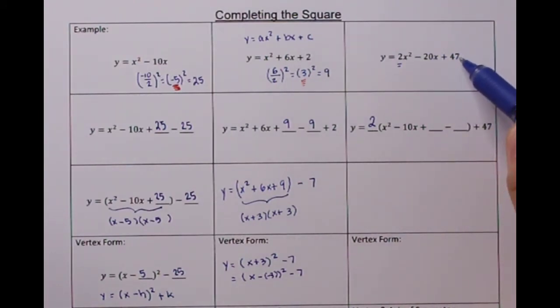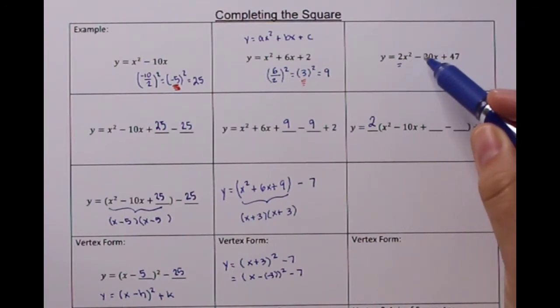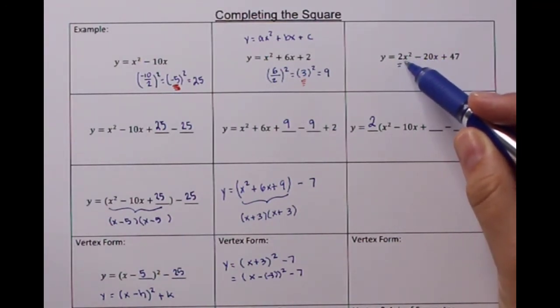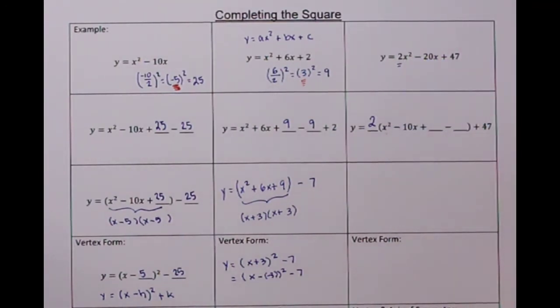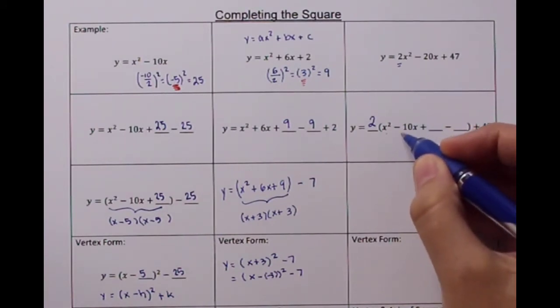Well, actually, the 47 we're just going to bring to the back. So I'll take it from the first 2 terms. So if I divide 2x squared by 2, I get x squared. If I divide negative 20x by 2, I get negative 10x. So right here is where I'm going to take half of this coefficient on x.